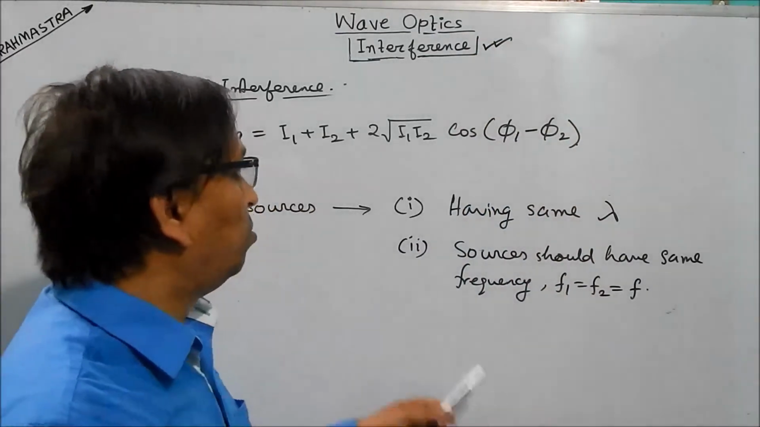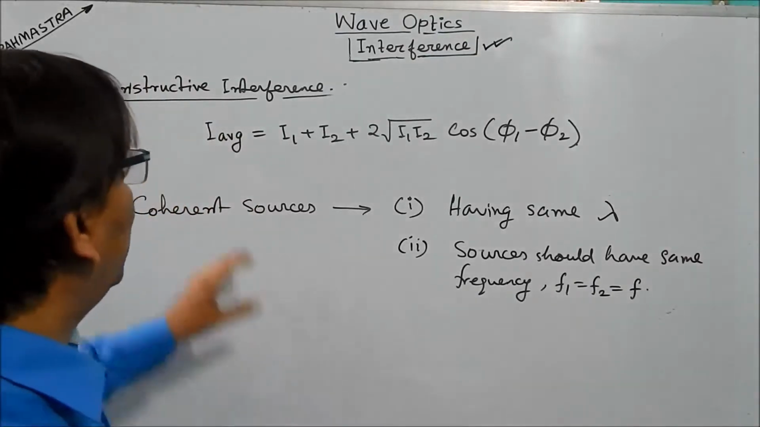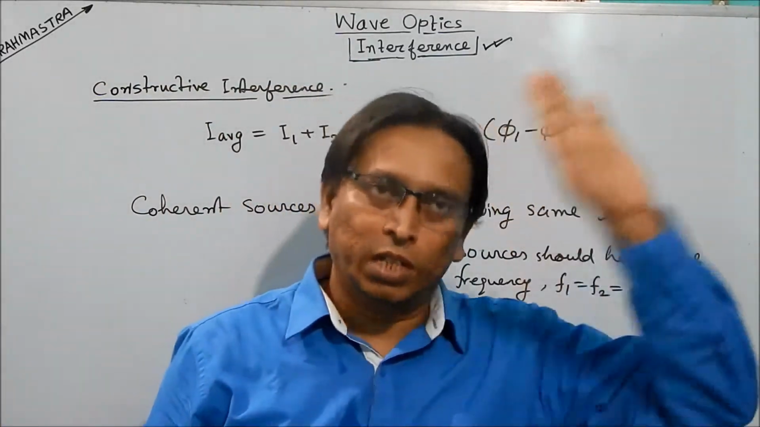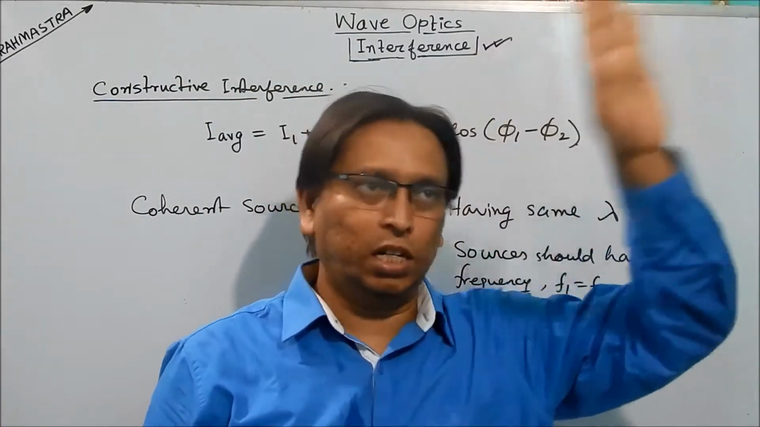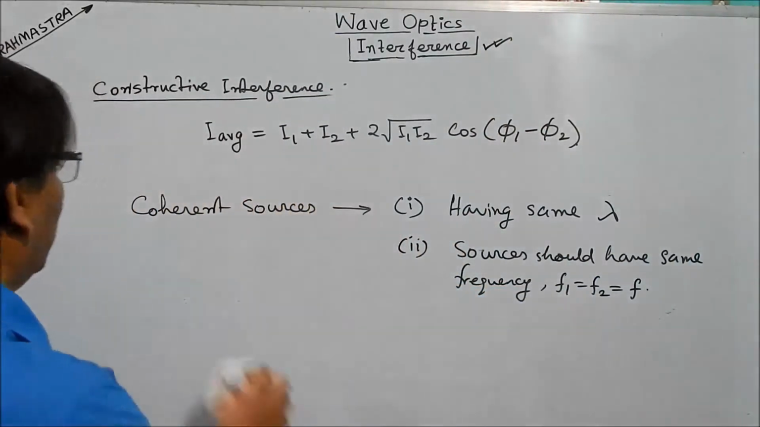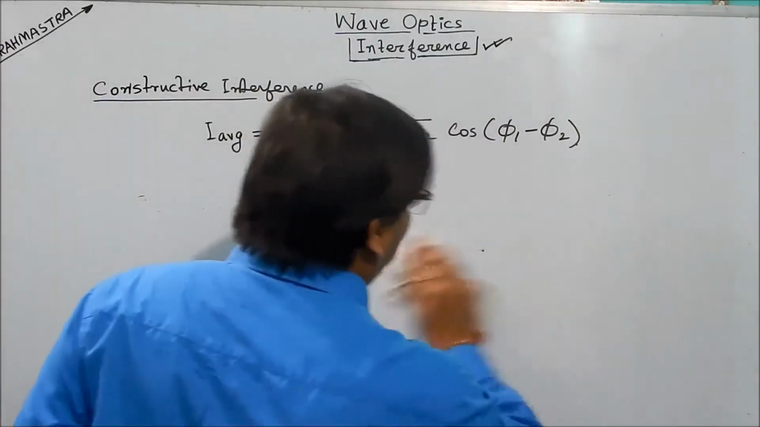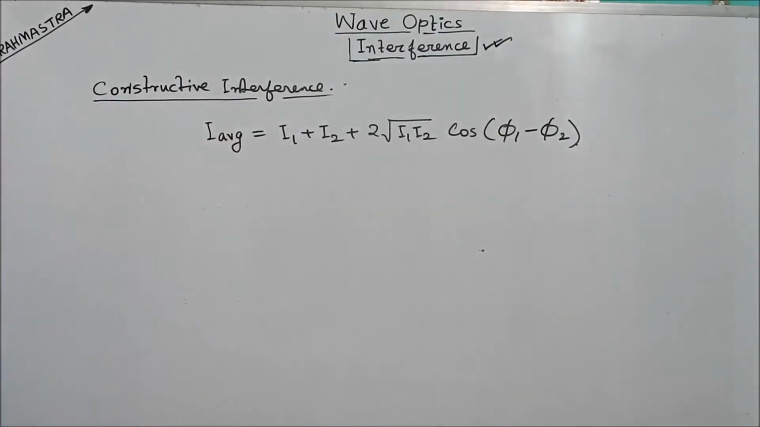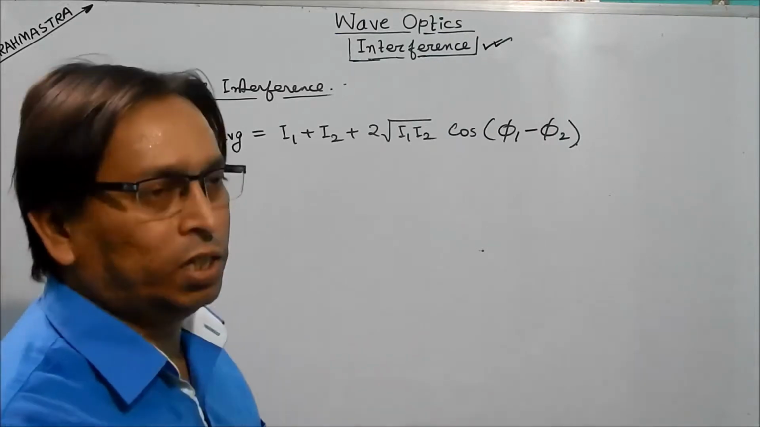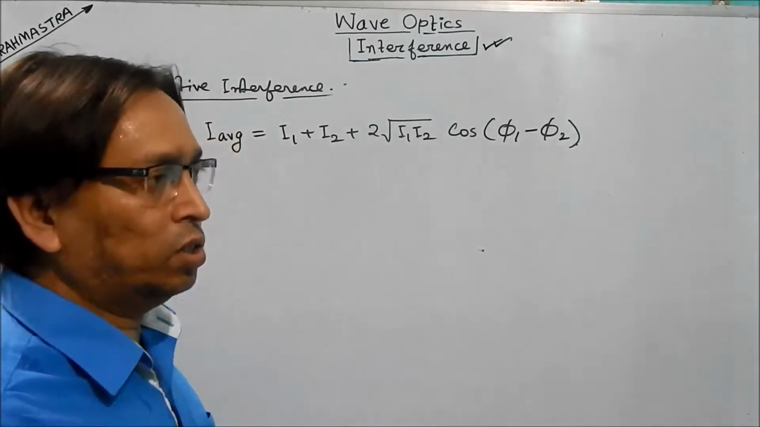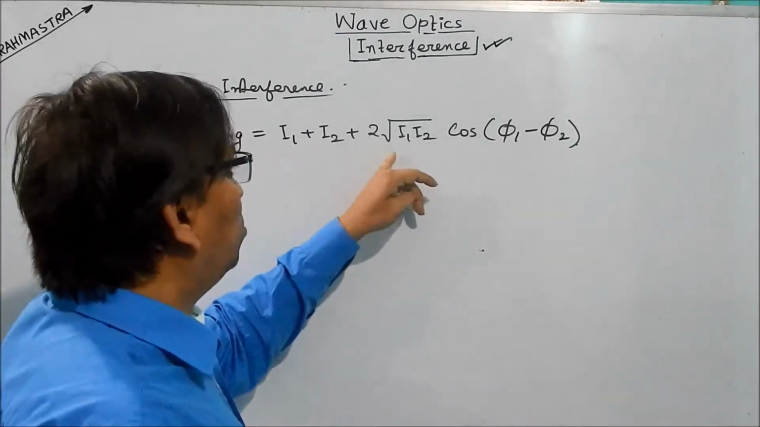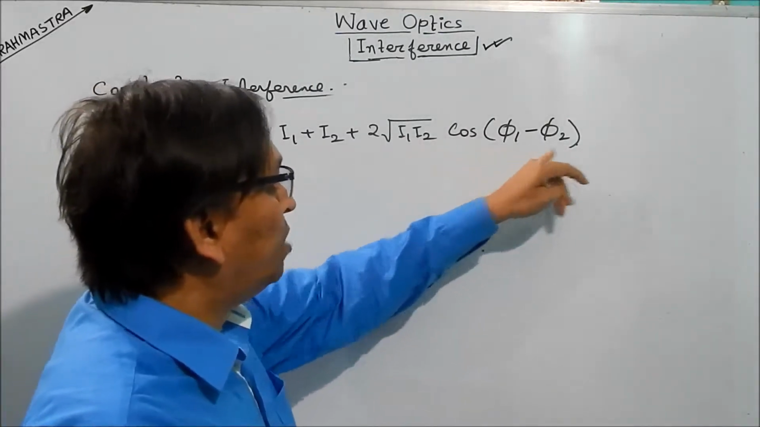So if the sources are coherent, then in my previous class we have already derived this formula. Those who have not seen my previous class can see it, the solution at the top corner. Okay. So now this is the condition. Now we just make a brief of this. I1 is the intensity of one of the incoming sources, I2 is the intensity of the other source, and this is 2 root under I1 I2 and this cos phi 1 minus phi 2.